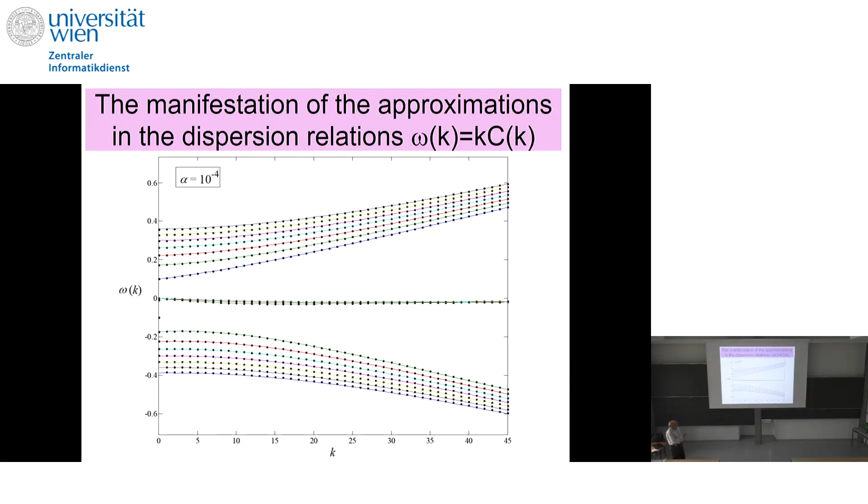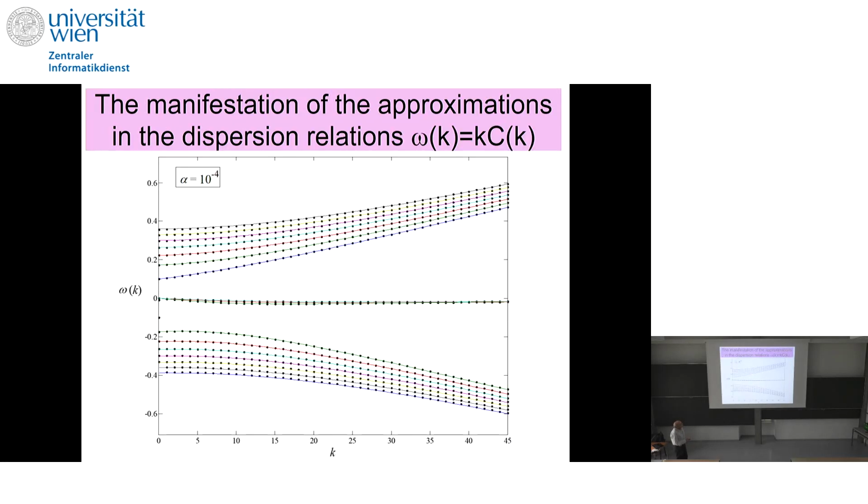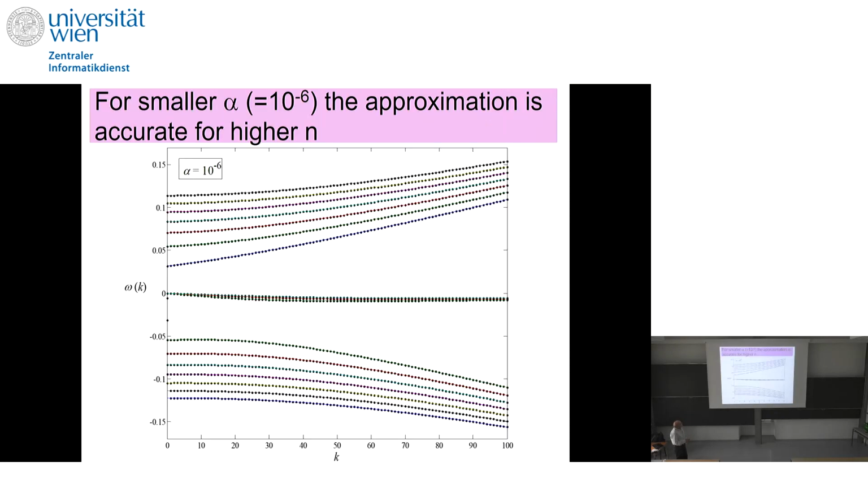The dots are the numerical values and the straight lines are the expressions I showed you before. And the agreement is very good. This is 10 to the minus 4. 10 to the minus 6 is even better, very good. And 10 to the minus 2, we know it's not going to work.